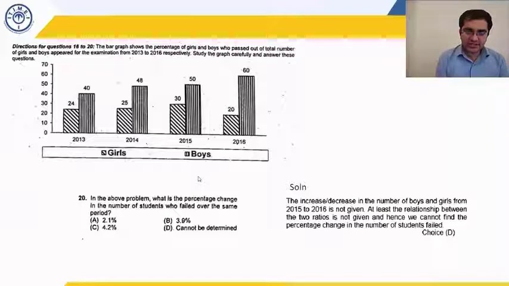The increase or decrease in the total students is not given. At least the relationship between the two ratios is not given, and hence we cannot find the percentage change in the number of students who failed. I'll just repeat. Total students is not given. Percentage change in the students is not given. So you don't have the total students in a particular year. So you cannot find out the number of students who passed. So you cannot find out the number of students who failed. So you cannot find out the percentage change. Cannot be determined is your answer.